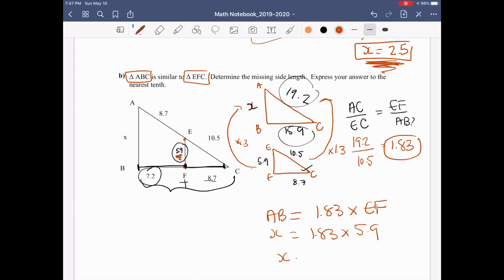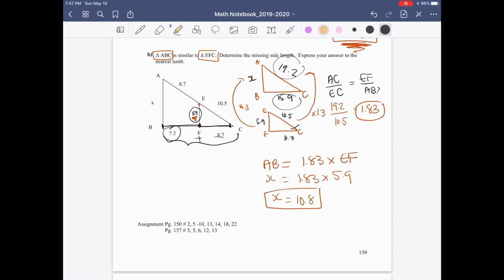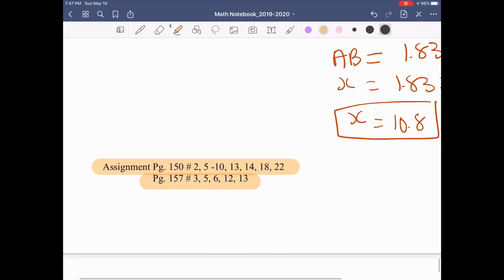And I got X is equal to 10.8 if I round it. And that is our answer for that question. All right, that's it for 4.3. This is your textbook practice. You will need some practice with this. Make sure you guys complete it, okay?